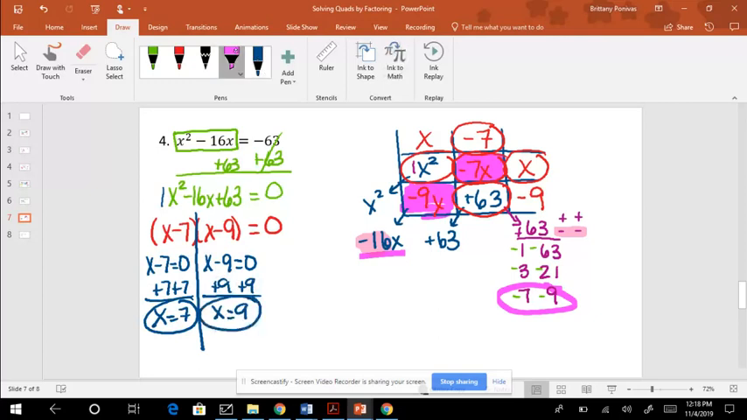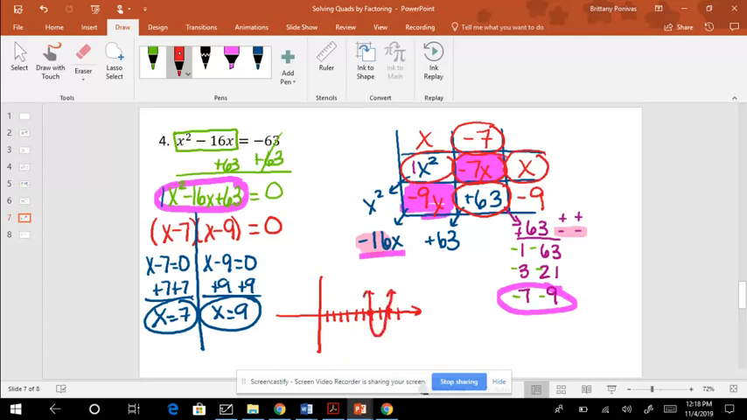If you would have had a calculator, when you moved over that 63, you would have put that equation into y1 and looked at your graph. You do not have to copy this down. But if you would have graphed it, it would have looked something like this. 1, 2, 3, 4, 5, 6. It would have crossed at 7 and 9 and been concave up because this one is positive.